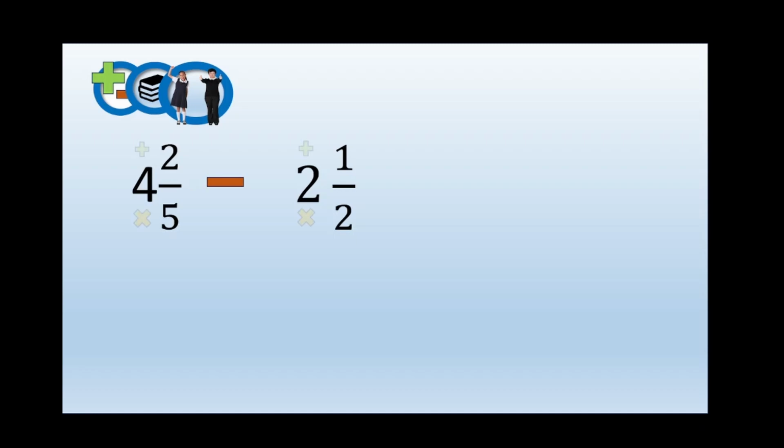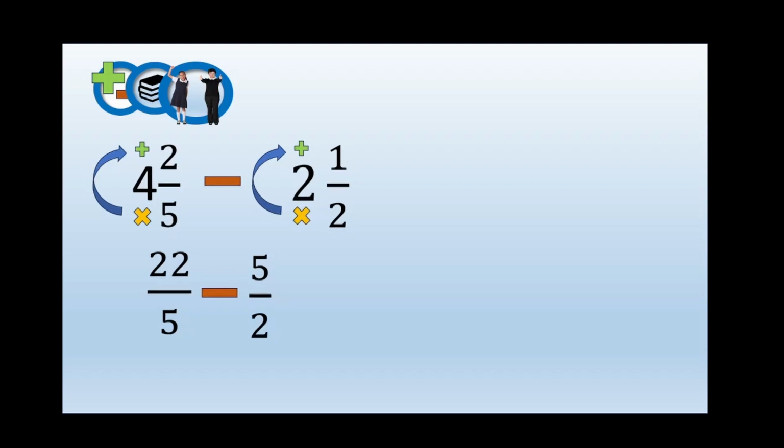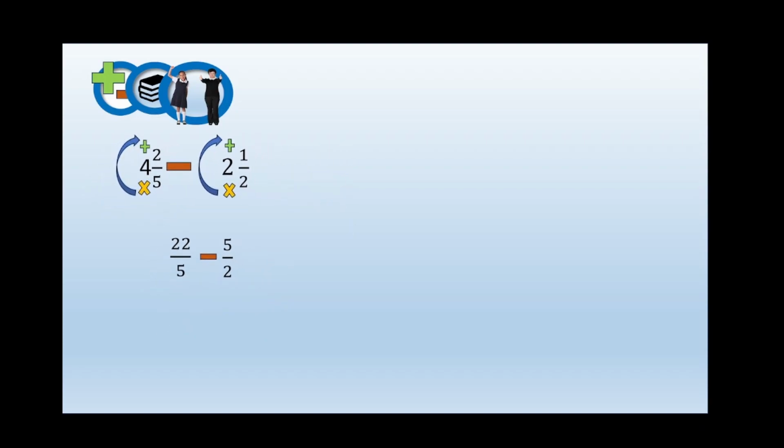So what do I do? Well, I go through that process of converting these mixed numbers into improper fractions. And if I do that, 5 times 4 is 20 plus the 2, 22 over 5. And then for the second one, 2 times 2 is 4 plus the 1 is 5 over 2. I'm making myself a bit of room here. And now what's the common denominator? Well, 5 times 2 is 10.